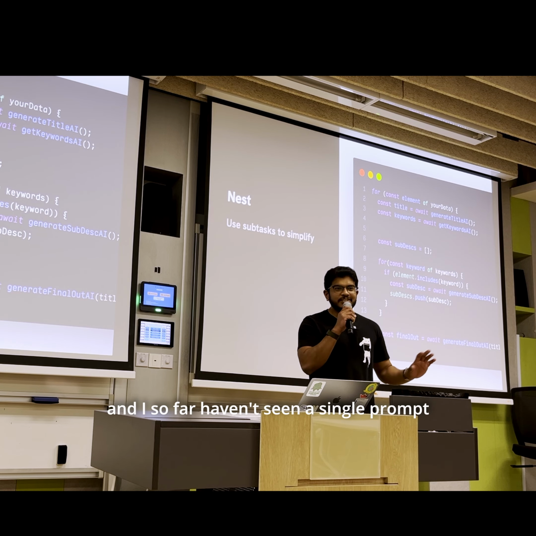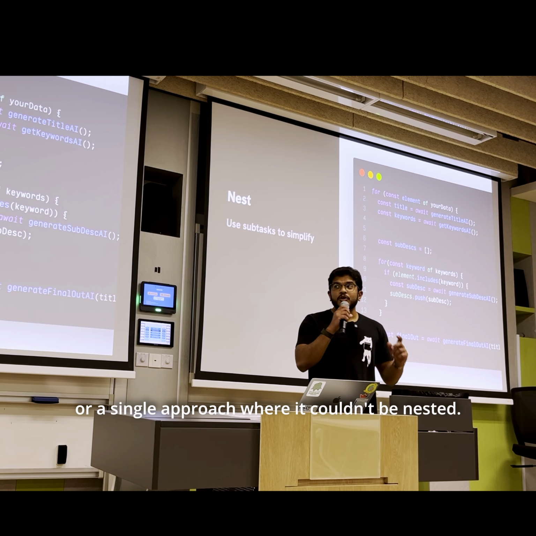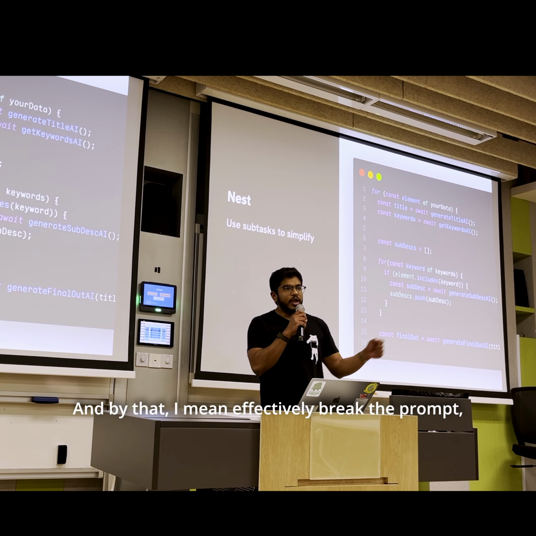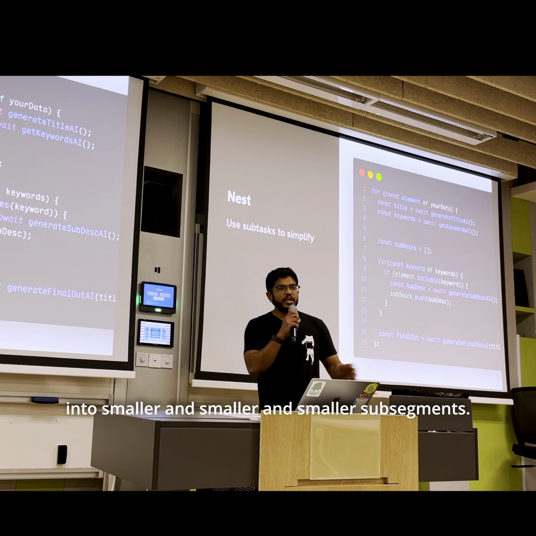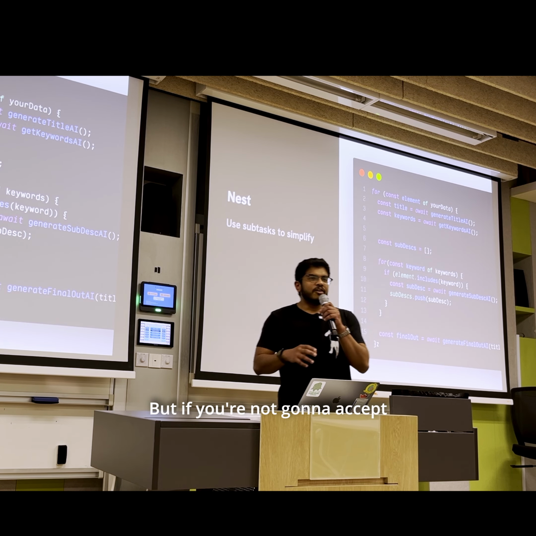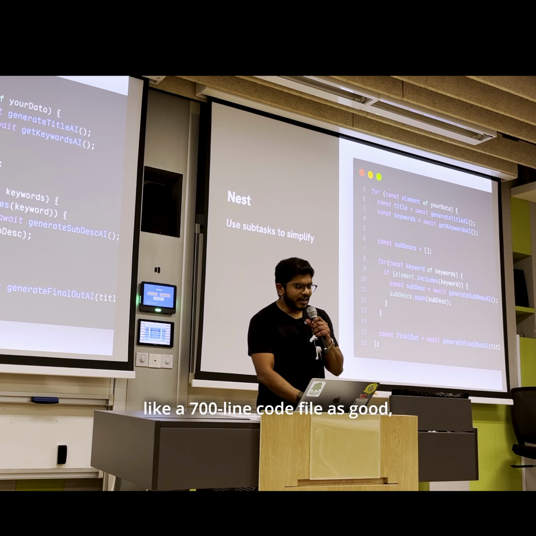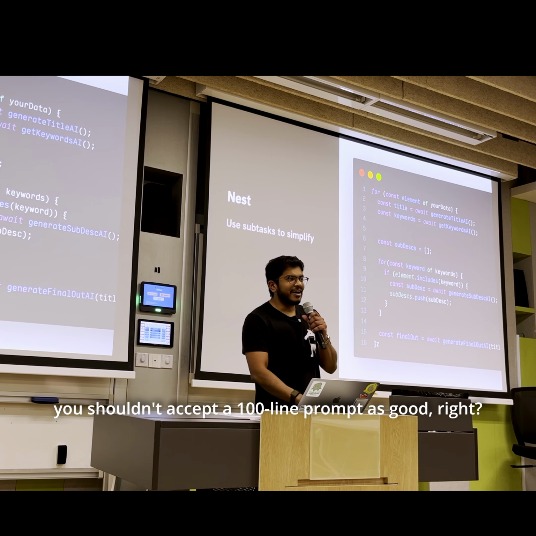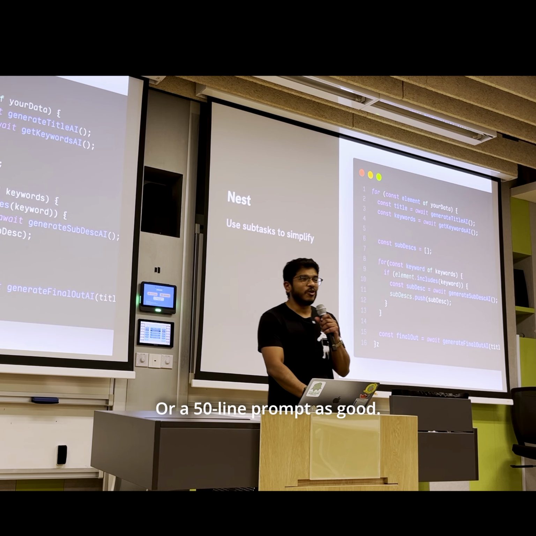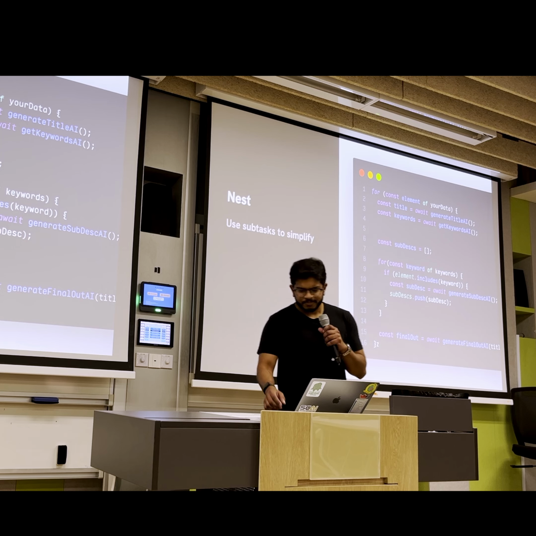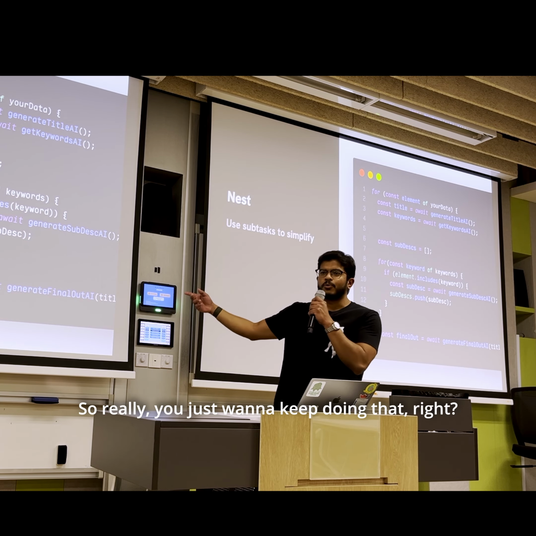And I so far haven't seen a single prompt or a single approach where it couldn't be nested. And by that I mean effectively break the prompt, break the work you're doing into smaller and smaller and smaller subsegments. We'll go into it later, right? But if you're not going to accept like a 700-line code file as good, you shouldn't accept a 100-line prompt as good, right? Or a 50-line prompt as good. It could always be made simpler. It could always be broken down. So really, you just want to keep doing that, right?